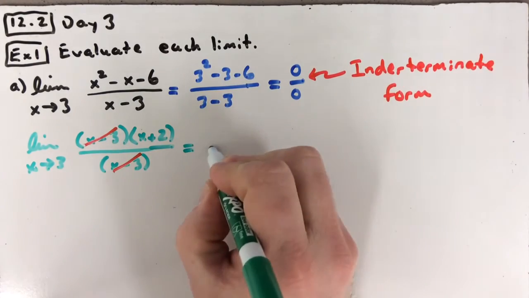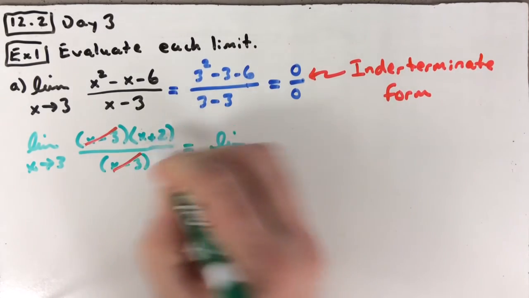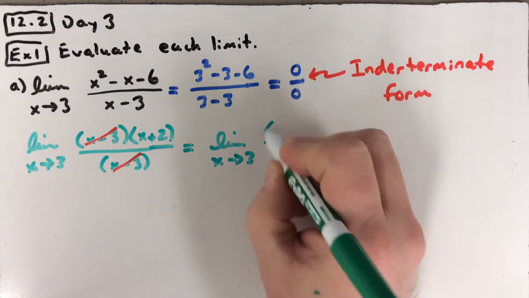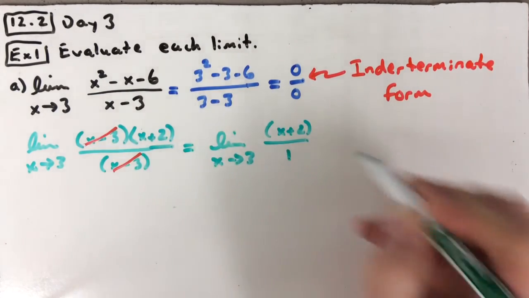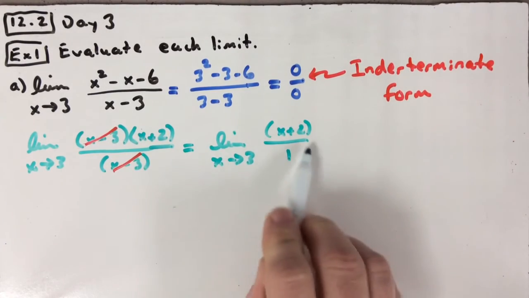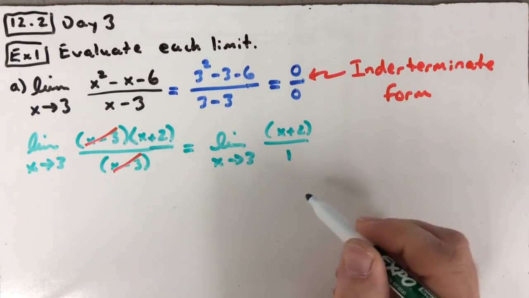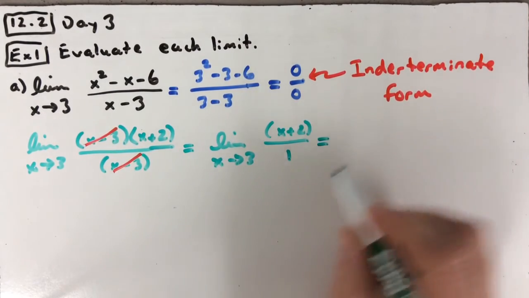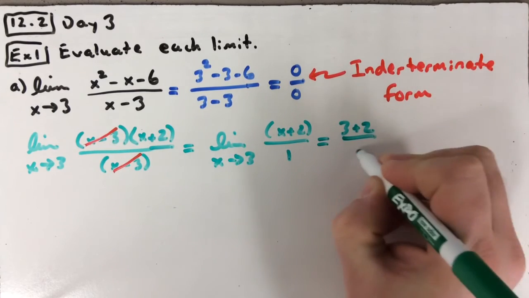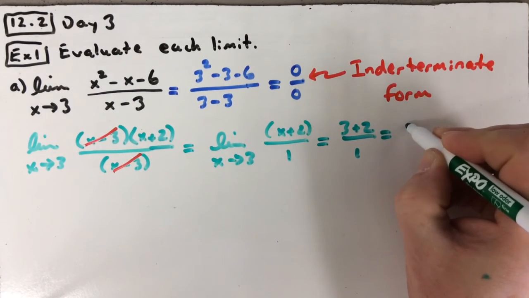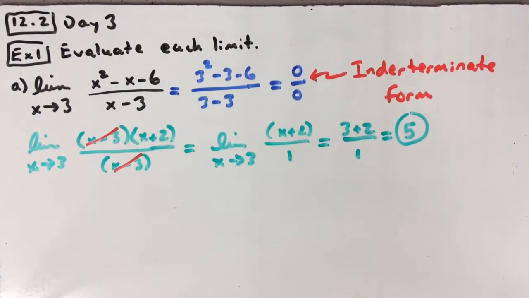So what we end up with is the limit as x approaches 3, and if we cancel all of that out, we have an x plus 2 factor remaining on the top. Everything canceled out of the bottom, so there's just a 1 down there. We wouldn't have to put that 1 on the bottom, but it doesn't hurt to have it in there either. Now I'm going to do direct substitution again, and if I plug in our 3 into the top, we have a 3 plus 2 on the top, which gives us 5 over 1, or just 5. So our final answer for that problem is 5.